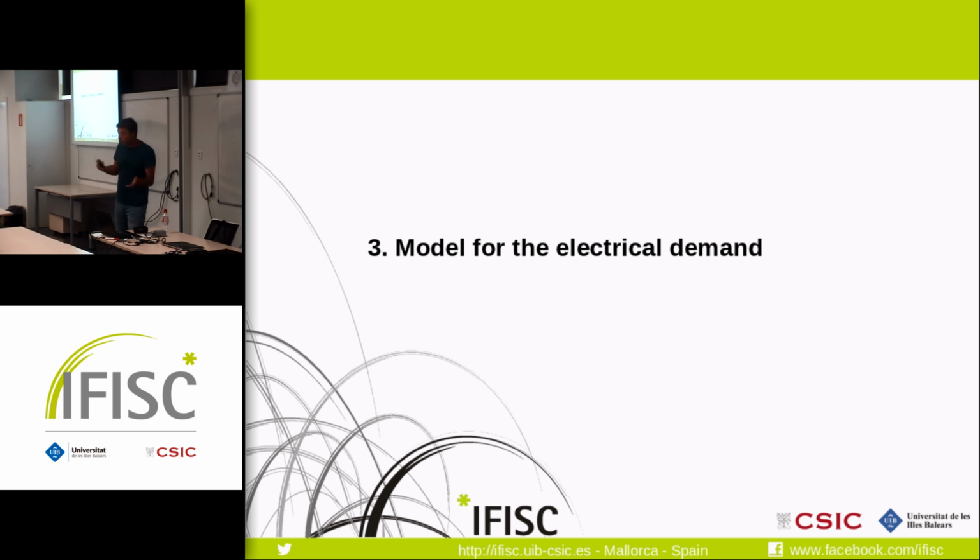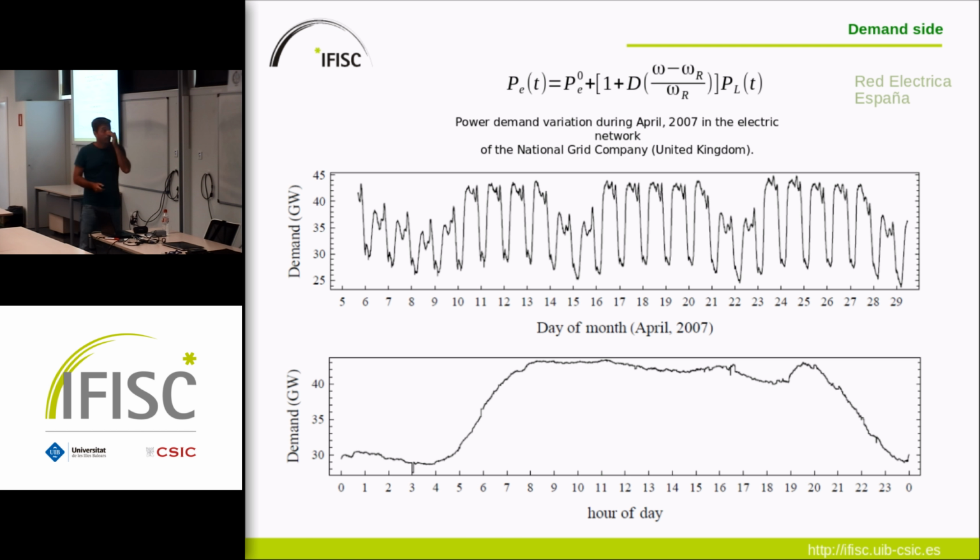Now we need to put the stochastic model for the demand. So that's what I just explained on the demand side. This is actual real data, this is how the demand fluctuates along a week. You see the daily variation: at night there is less consumption, at day there is more consumption. And here you can see also the weekly pattern, weekdays and weekends.